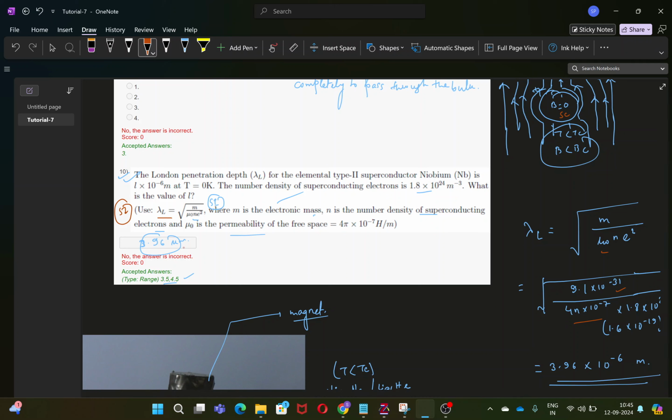So anyway, our answer is 3.96 micron, and it is within the range of answers that is given, 3.5 to 4.5. So we are in between that regime. That means our answer and the solutions are correct.